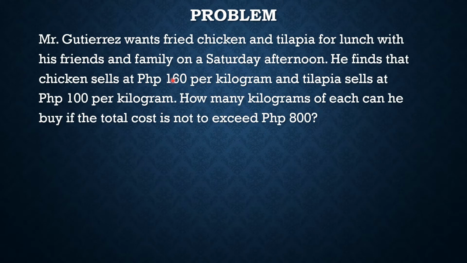So Mr. Gutierrez wants fried chicken and tilapia for lunch with his friends and family on a Saturday afternoon. He finds that chicken sells at 160 pesos per kilogram and tilapia sells at 100 pesos per kilogram. How many kilograms of each can he buy if the total cost is not to exceed 800 pesos?